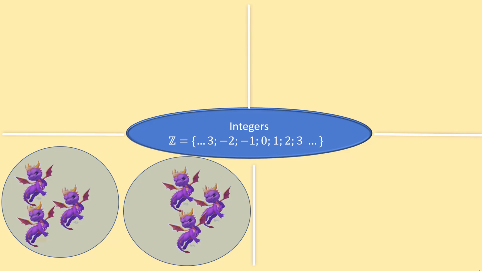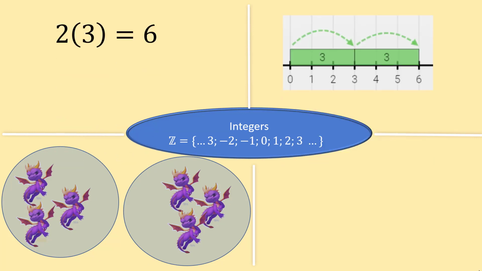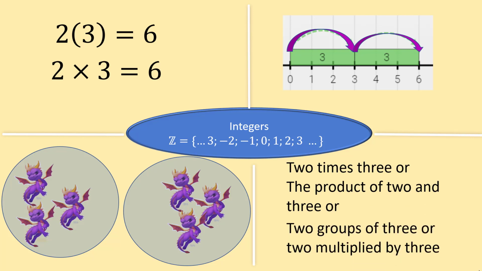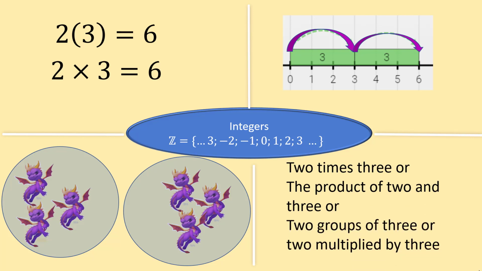We can use other methods as well. So two groups of 3 is 6. On the number line, it's 3 plus 3. That's the same as 2 times 3, or the product of 2 and 3. So in words, we can say 2 times 3, or the product of 2 and 3, or two groups of 3, or even 2 multiplied by 3. And that gives us 6 little positive dragons, two groups of 3.